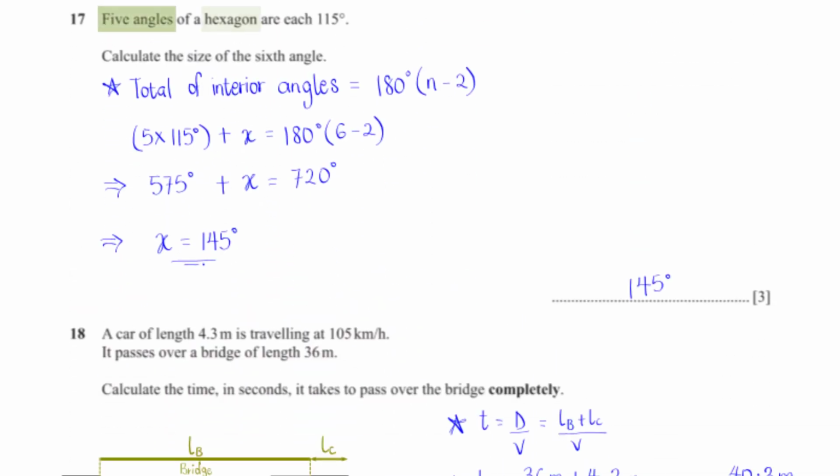5 angles of a hexagon are each 115 degrees. Calculate the size of the sixth angle.